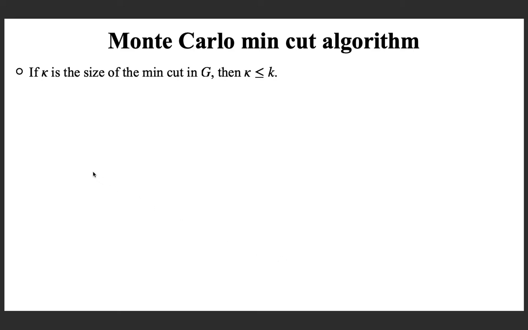So we saw that if kappa is the size of the min cut, then kappa must be less than or equal to the size of the cut that we found, because we already found a cut of size k. So the size of the required min cut must be less than or equal to k.